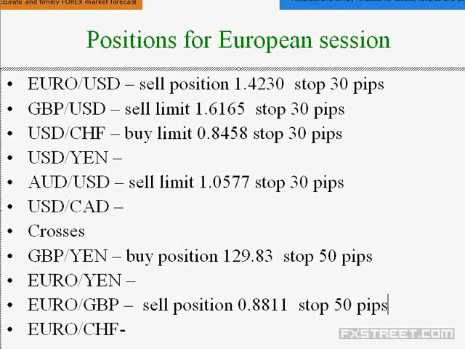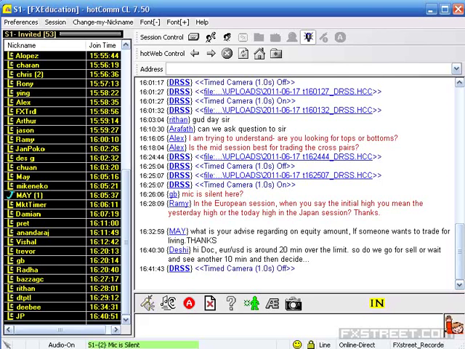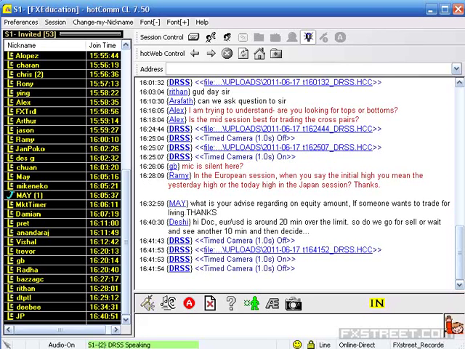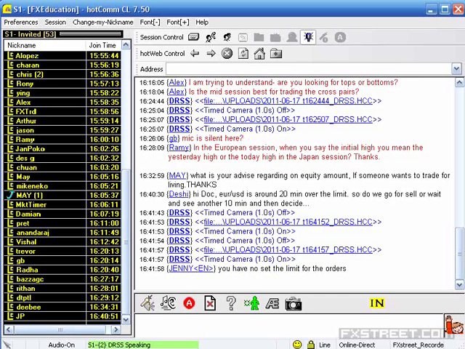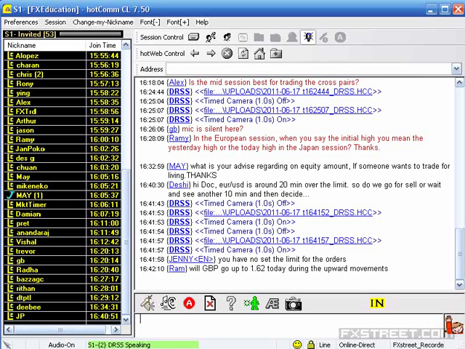So let me minimize the PowerPoint presentation and take up the questions which are asked here. I have only a few. I'm trying to keep the camera over the live market code page, and try to answer the questions as much as possible. Okay, not many questions. Then Alex, I am trying to understand, are you looking for top or the bottom?